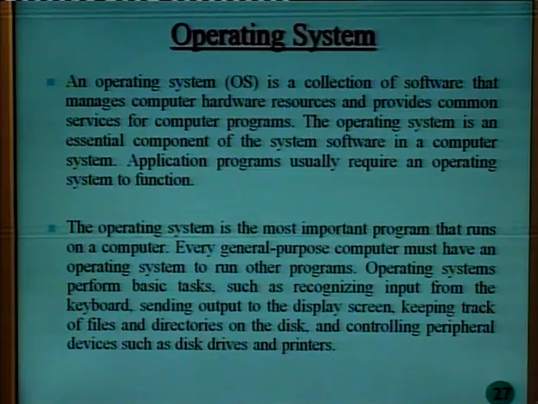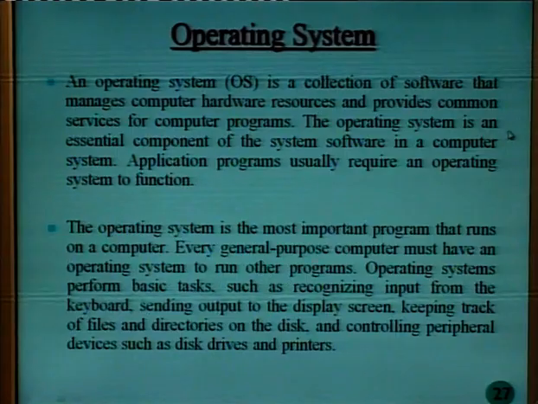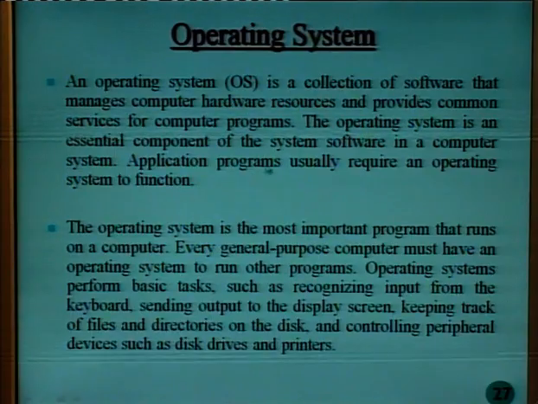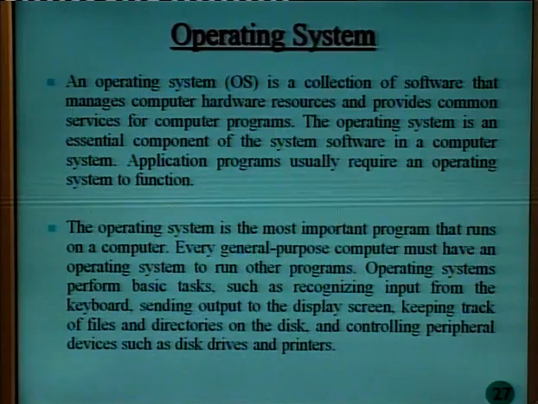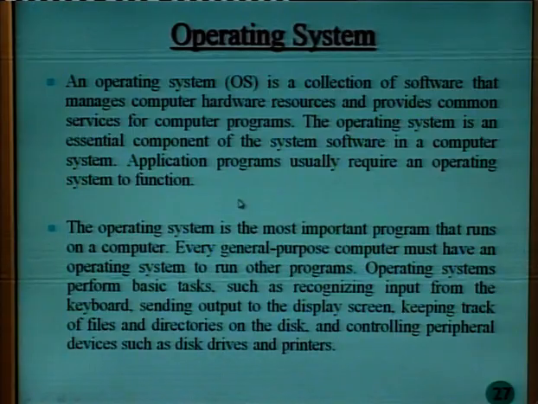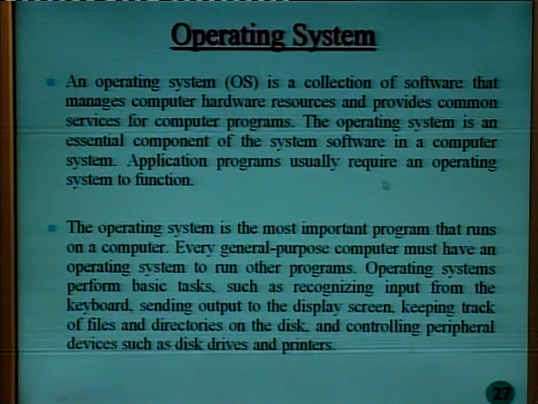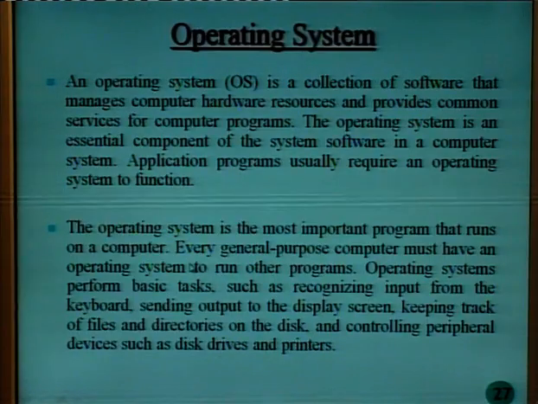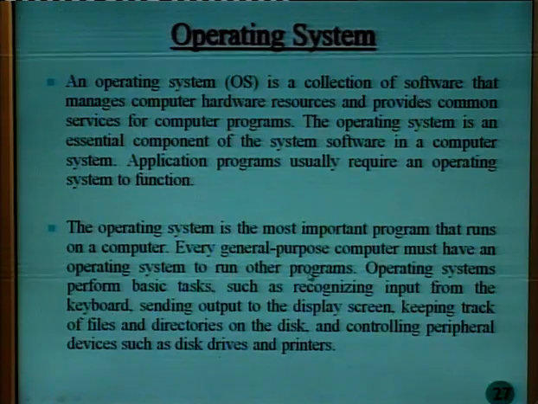So the main part of the operating system is the kernel, the heart of the operating system. The operating system is an important component of system software in programming. Some operating systems come with inbuilt editors, linkers, loaders and compilers. Application programs usually require an operating system to perform. So to run an application we need an operating system. The operating system is the most important program run on a computer. Every general purpose computer must have an operating system to run other programs.